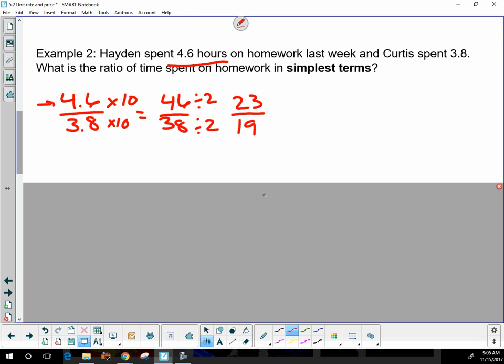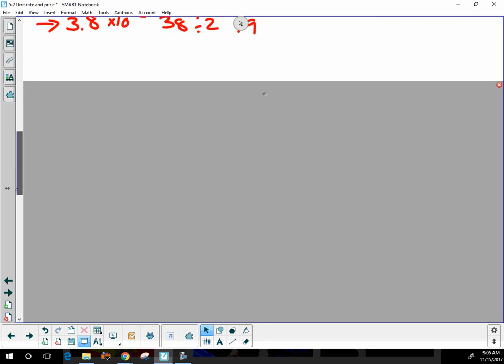Now, obviously, 4 hours is less than 23, but this is simplest terms because there's no decimals, there's no fractions. It's a nice whole number on top of a whole number.